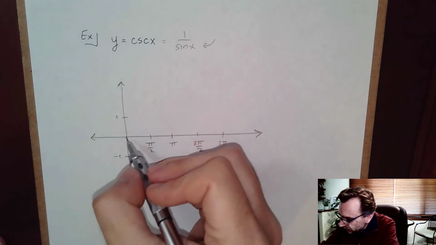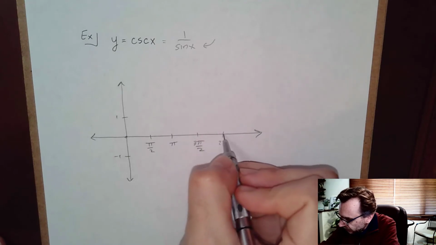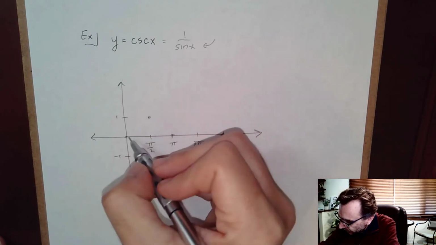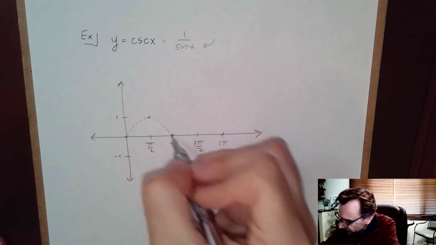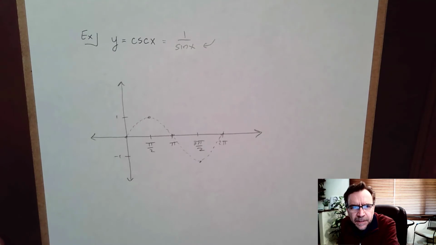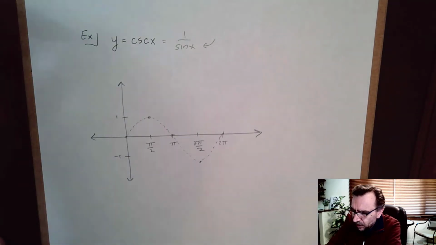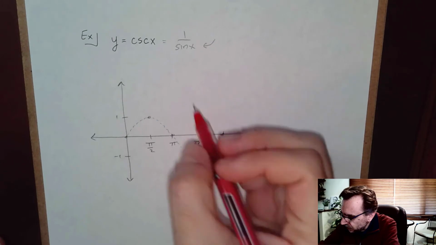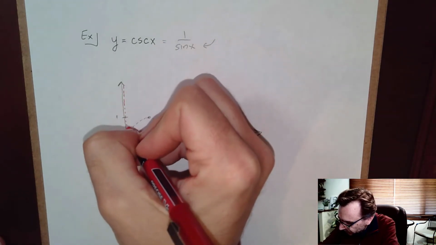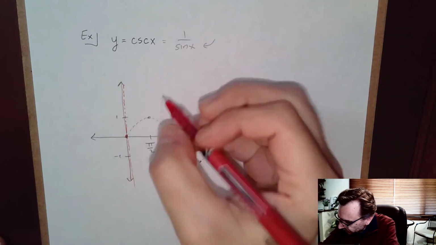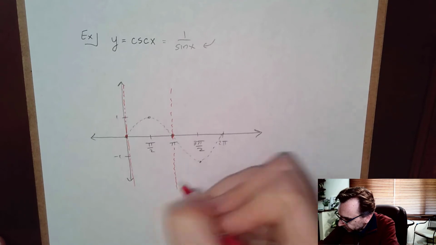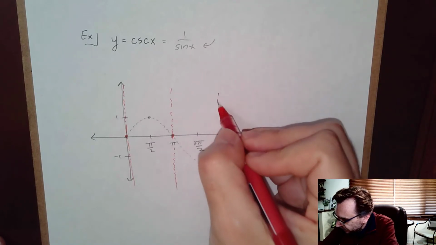Okay, so for sine, we know it starts at 0. It ends at 0, it has a root in between, goes to its max, and its min here. And again, I'm going to draw this in dotted, because this is just a guide that I'm going to use to graph cosecant. Now, wherever sine is equal to 0, you're going to get a vertical asymptote. So I have one here, draw that in. I have a vertical asymptote here at pi, and another vertical asymptote here at 2 pi.